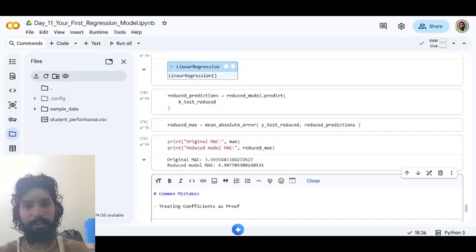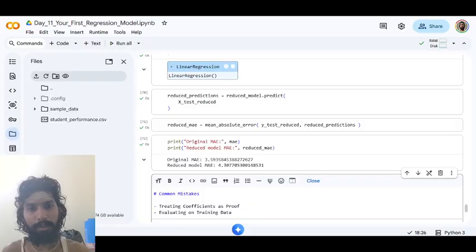Second mistake is evaluating on training data. Another mistake is calculating performance only on the training set. The model has already seen those examples. Training performance may look unrealistically strong. We should evaluate the model using unseen testing data.